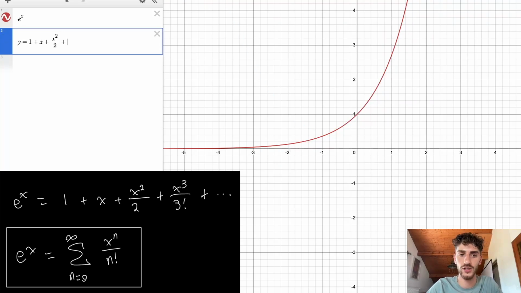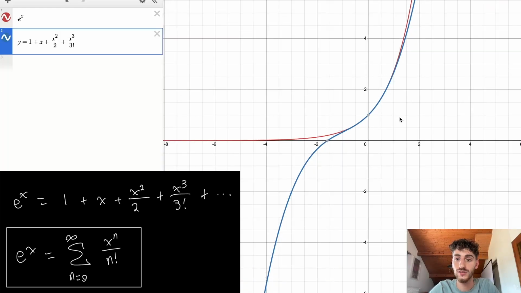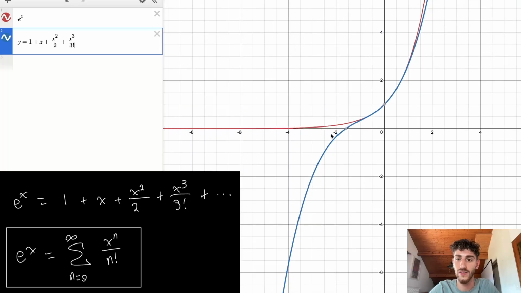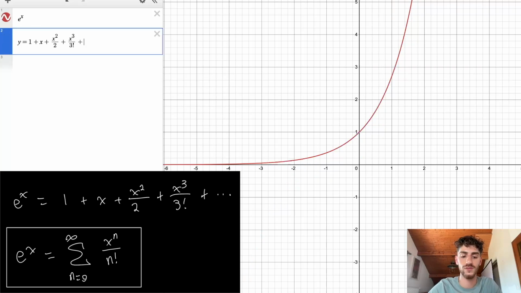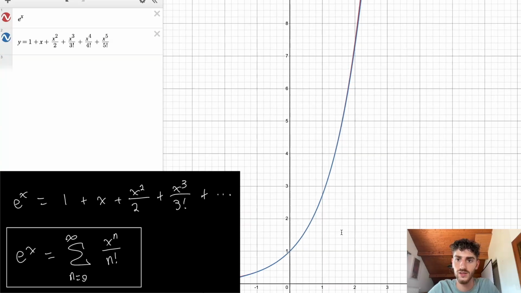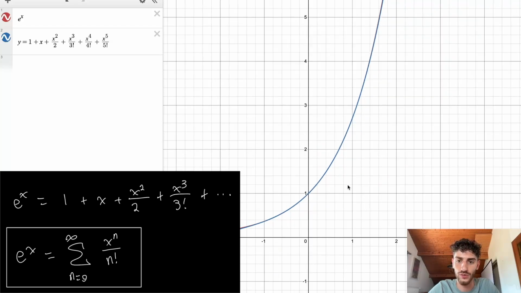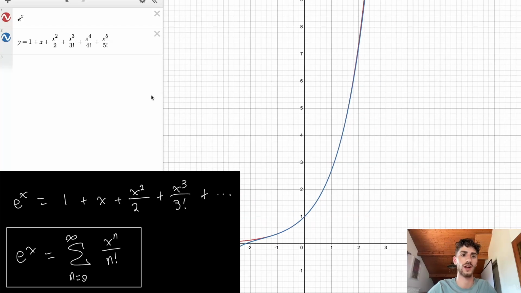So let's continue. So x cubed divided by 3 factorial. And wow, look how much it matches now. But over here it starts to diverge. Okay, but let's keep doing this. I'm just gonna keep going as much as I can here before I get bored. But hopefully you can see that as I keep going, this gets really close. Look, oh my god, look how much this matches now. It's overlapping almost perfectly for a very large portion of the graph at this point.